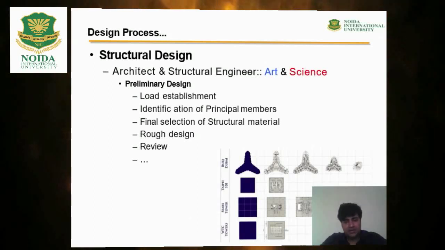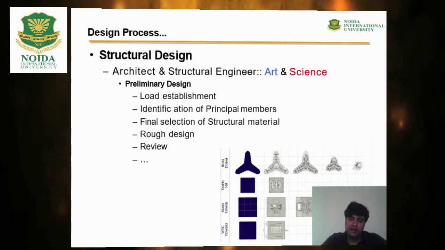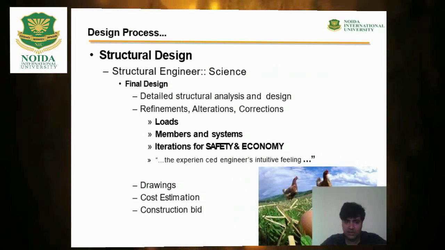Now the next one is the structural design, which we have already discussed. What is the structural design? Structural design, architecture and structural design, is art and science, which I have already discussed. The primary design involves load stabilization, identification of principal members, final selection of the structural members, and a rough design, after which we give the full group design of that structure.